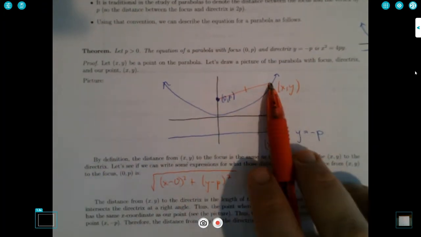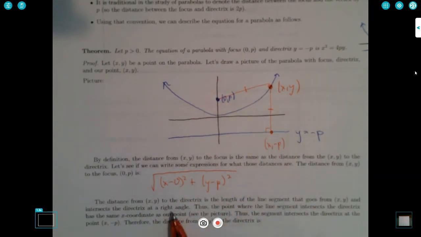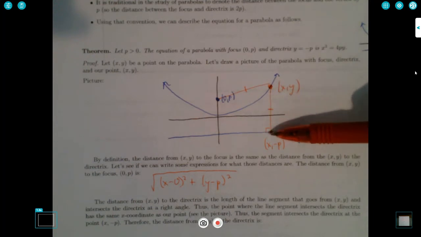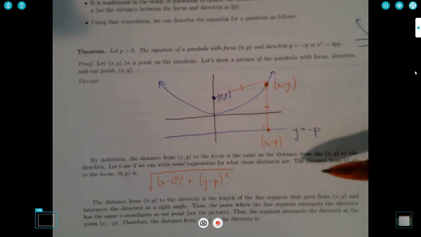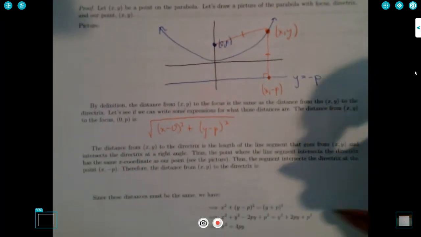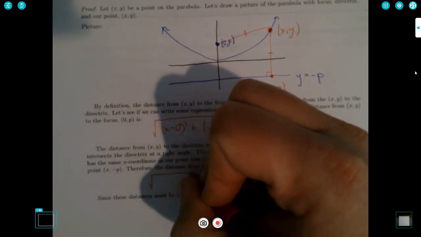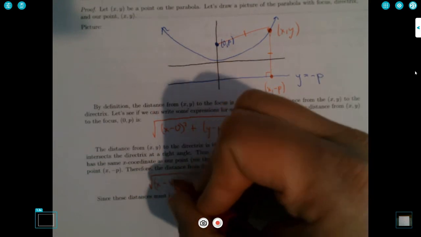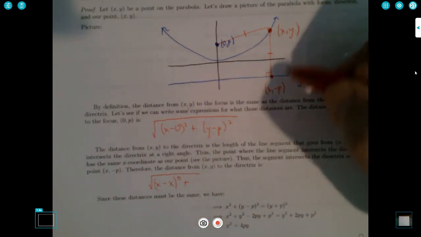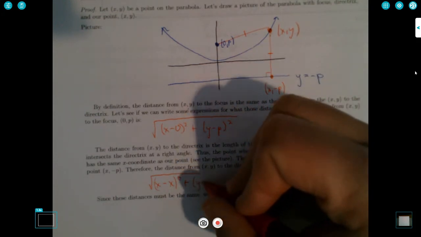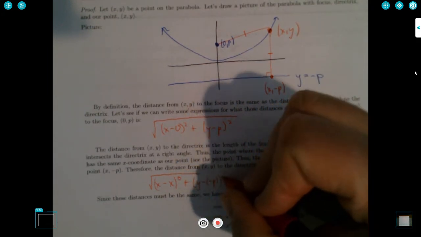The distance from x, y to the directrix is the length of the line segment that goes from x, y and intersects the directrix at a right angle. So the point where they intersect would have to be x, negative p, just like we said. And so the distance from x, y to the directrix would have to be the square root of x minus x squared plus y minus negative p.